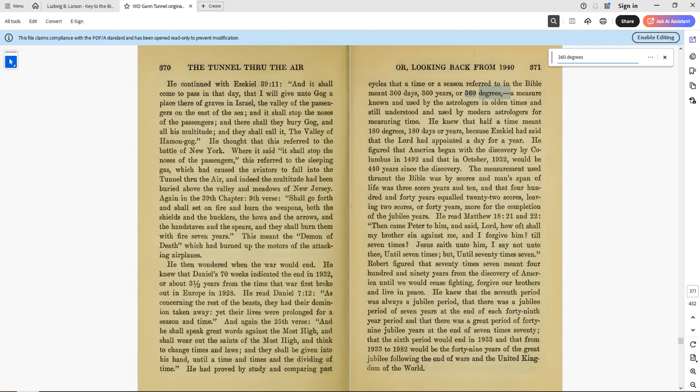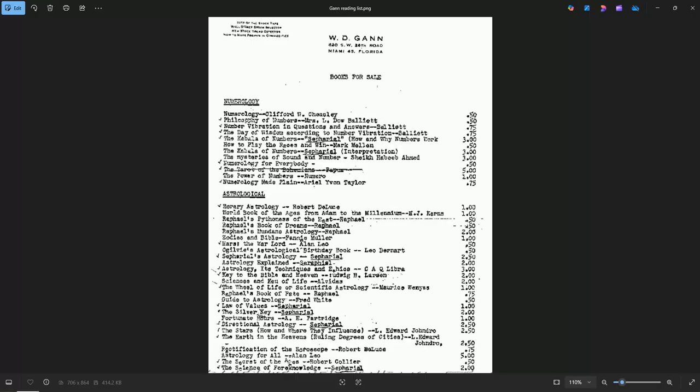Now, there's another few things to take a look at. If you can't find some of this stuff directly from the Tunnel Through the Air, you should go back to Gann's reading list, and I'm going to point something out here. Here's the Gann reading list. It's broken down into numerology and astrological, and a few of the books in here you may want to look at, and I'm going to point something out in one of these.